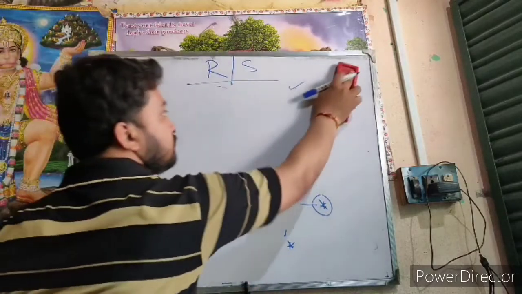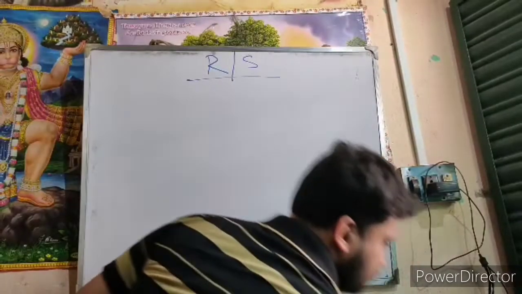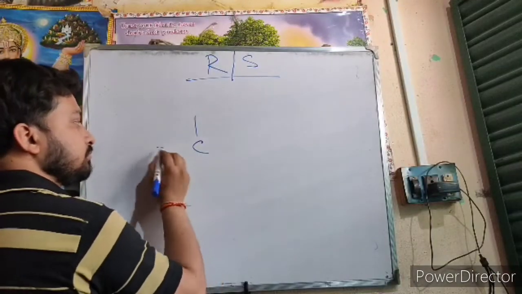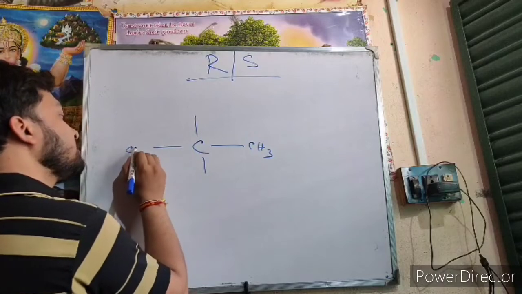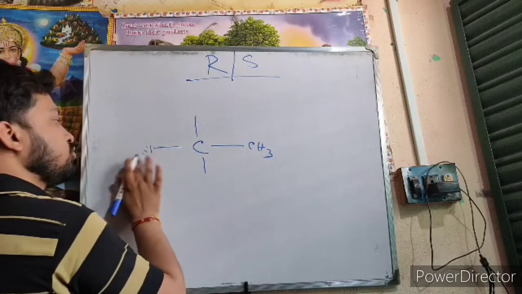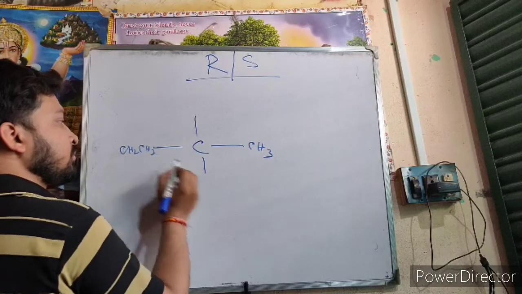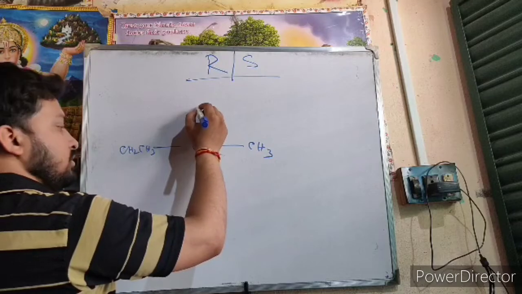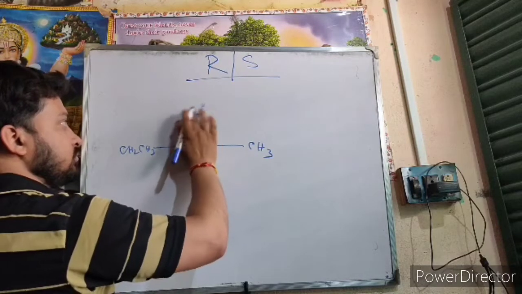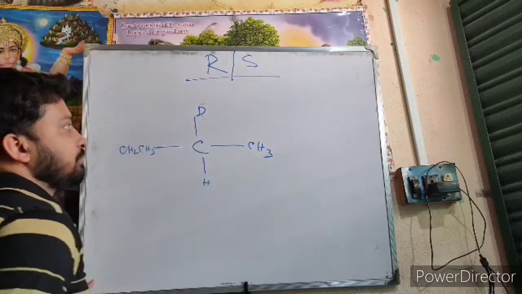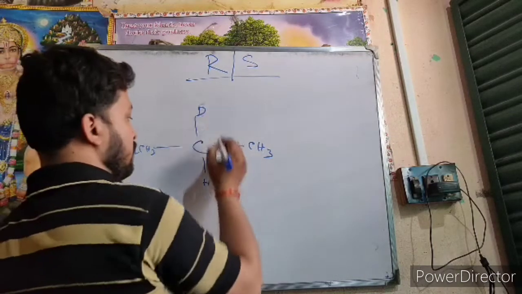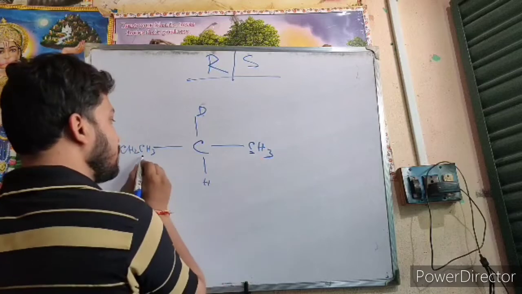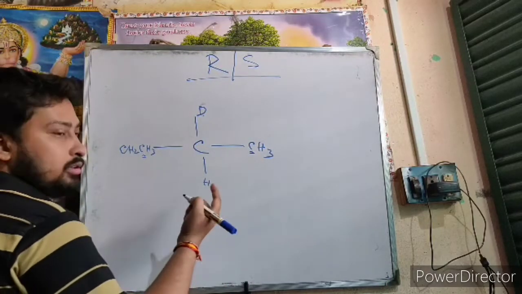And then another problem: if you have carbon, the groups are CH3, CH2, CH3, hydrogen, and I take another two, not chlorine, this is carbon, so you take nitrogen, D. Now according to the priority, this is also carbon, this is also carbon. So you think about the next group.